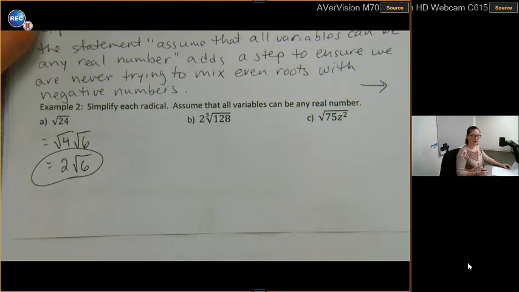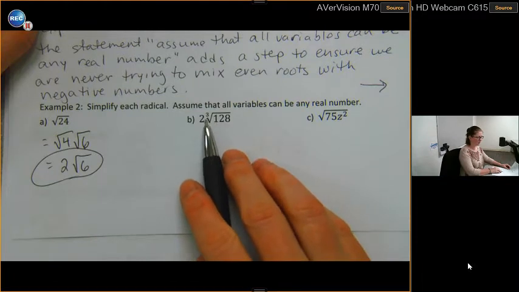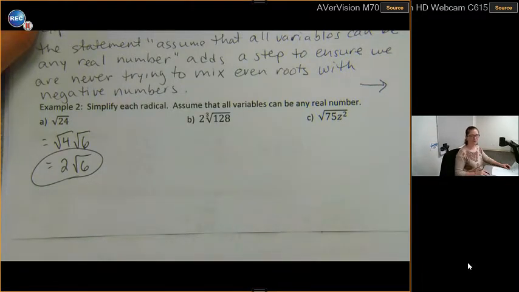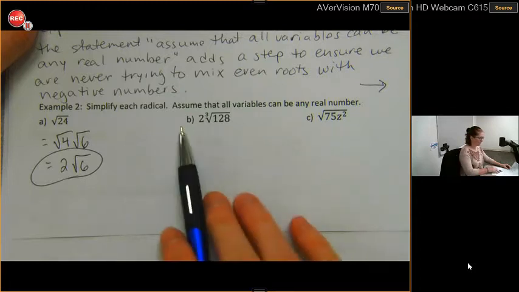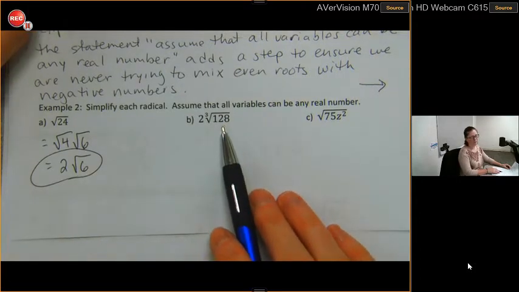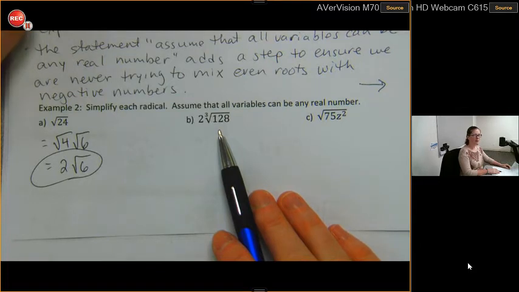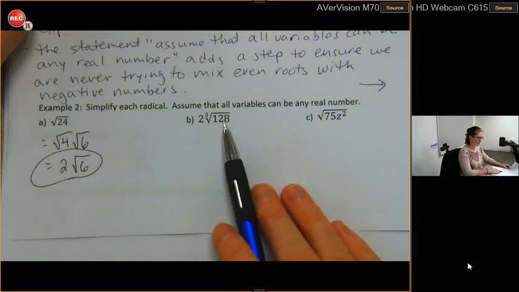For 128, I'm looking now at perfect cubes, and this is where a calculator could be useful. Hopefully you have the first few perfect cubes memorized, and so we would check 128, so it does divide by 8. 8 is a perfect cube. However, we want to make sure we find the biggest perfect cube that goes into it. So 8's kind of on the small side when we're comparing with 128. So I'm going to try a couple larger values.